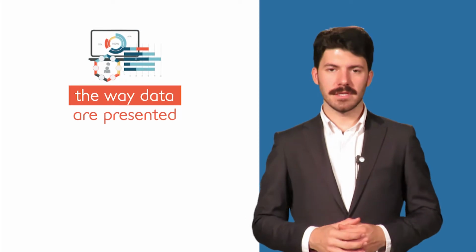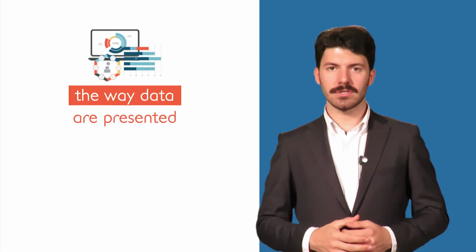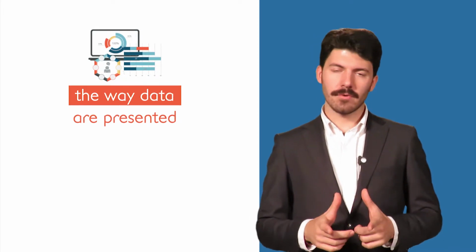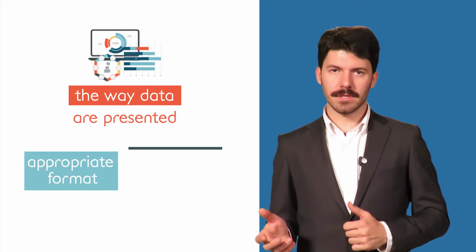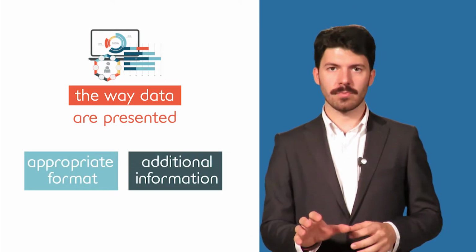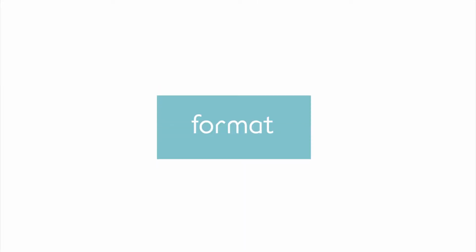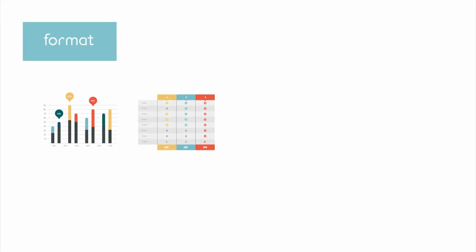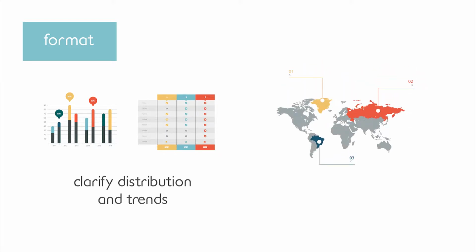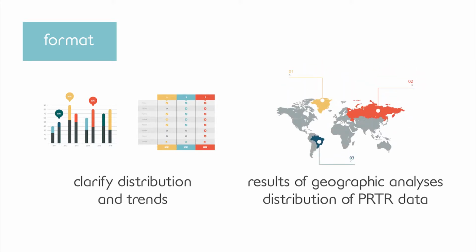The way data are presented will affect users' interpretation and opinions. It is highly recommended to choose an appropriate format and present additional information to provide a context to the PRTR data. In terms of format, visual tools can be used to support different purposes. For example, charts and tables help to clarify distribution and trends, while interactive maps can be used for displaying the results of geographic analysis and distribution of PRTR data in the country.